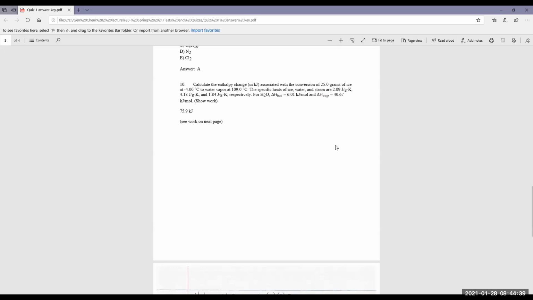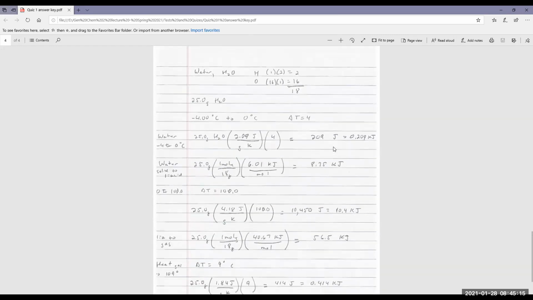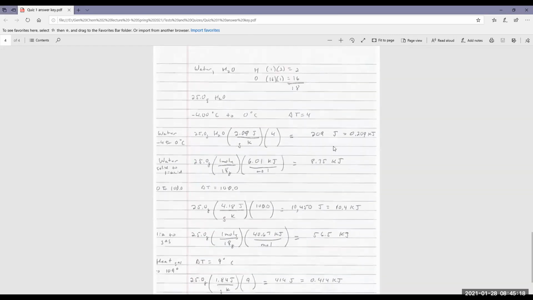We wanted the answers in kilojoules. Some of these constants that were given are in joules, so you'd have to make sure that you successfully converted that to kilojoules. Then calculate each of those different energy changes that you'd need, and add them all up to get the right answer. Like I said, I think a key thing is thinking about what those transitions are and what you would have to do to get there.